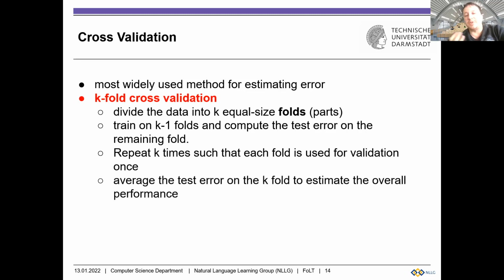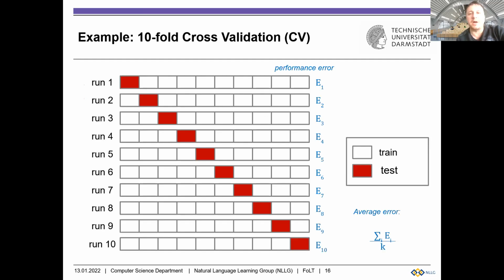And then in the end, we do the averaging, right? We get an error on each of the folds, and we take the average to get the overall performance of the model. And here is how it looks graphically. So this is for tenfold cross-validation, which is one of the most popular manners.